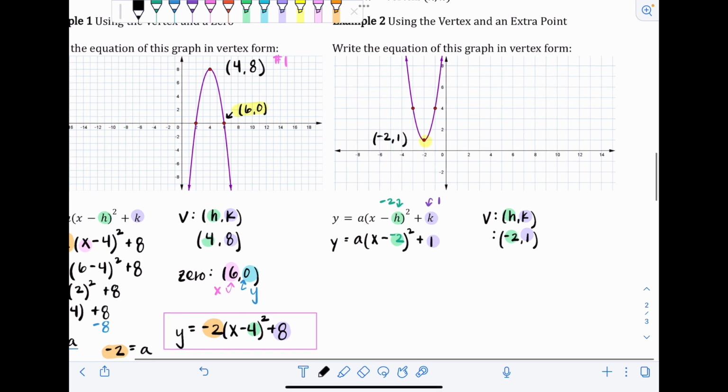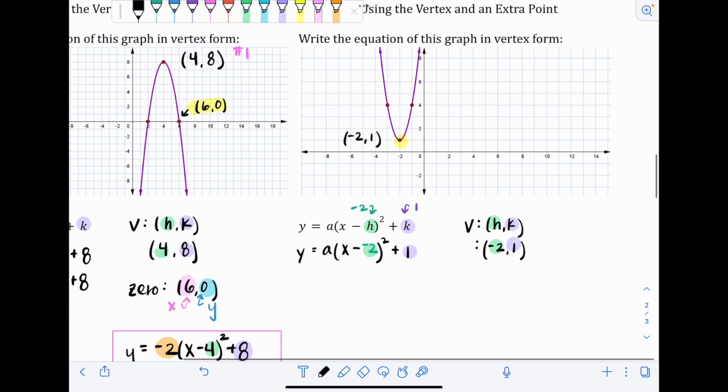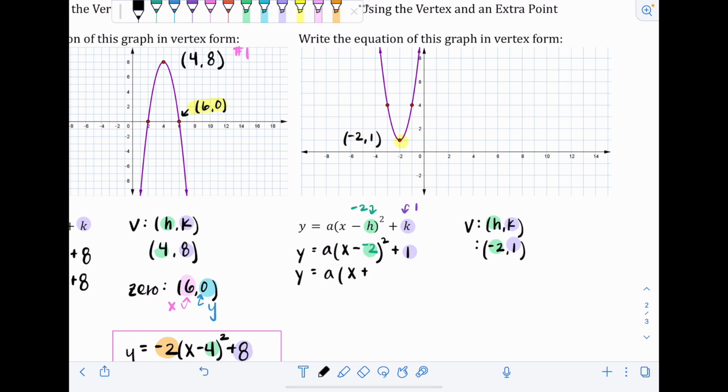We didn't have to do this in the last problem because h was positive, but here we really need to simplify this double negative into a plus. So y equals a times (x minus -2) simplifies to (x plus 2) squared plus 1. And now we need to pick another point to help us find x and y that's going to let us solve for that unknown a value.